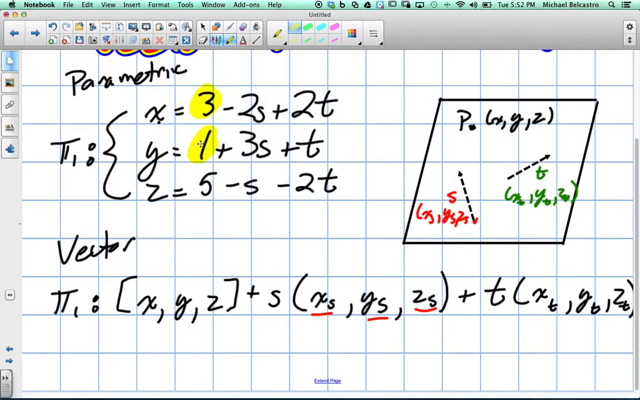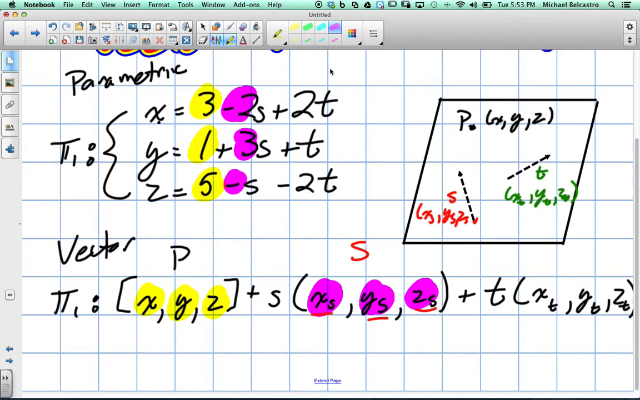Our constants are our point. So this is our point P all up here. This is our s, and our s coordinates, I'll use purple for that, are these values here. So they're going to be replacing our xs, ys, and zs. And finally, our t values are these guys here. We still use s and t as our directional vectors. So it's simply just plugging values in.